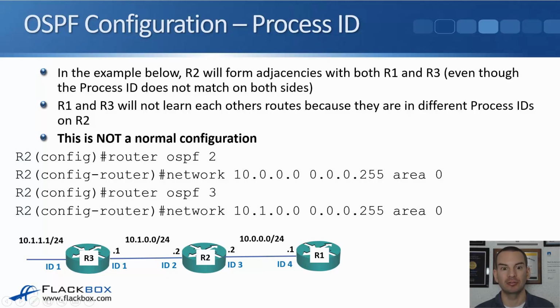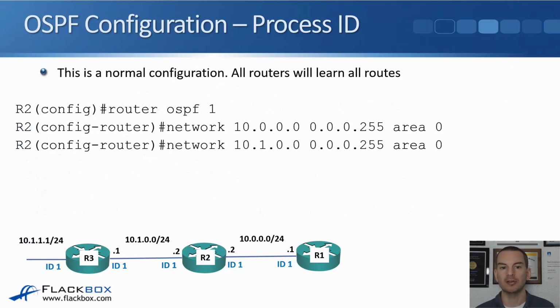It is absolutely not normal to do that. Very rare that you would see this. I'm just showing you it here so that you can fully understand what the process ID is. What is more normal is where all the routers in your network are all using the same process ID number.